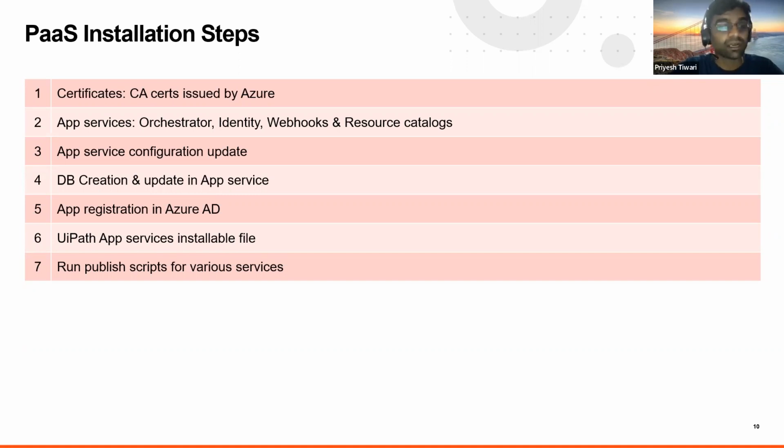And then we have to update the connection string into the existing app service that we created in step 2. Apart from that, for authentication purposes, from the local machine on which we are doing the installation, we have to register an app into Azure AD, and then generate client secrets. I will be covering those steps in the demo today. And then the last part is downloading the installable file needed for this installation, and then running the scripts. With that, let me quickly move on to the installation part of it.